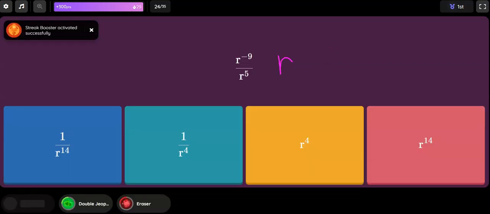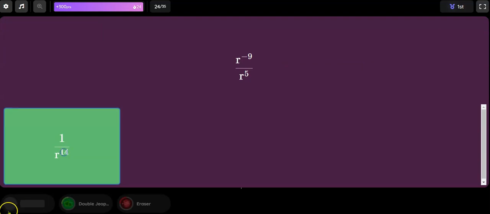Keep the base the same. Subtract the exponents. Negative 9 minus 5 is r to the negative 14. Take the reciprocal. Keep the power positive. 1 over r to the 14th power.